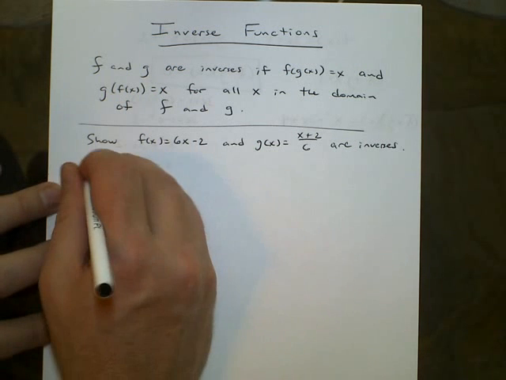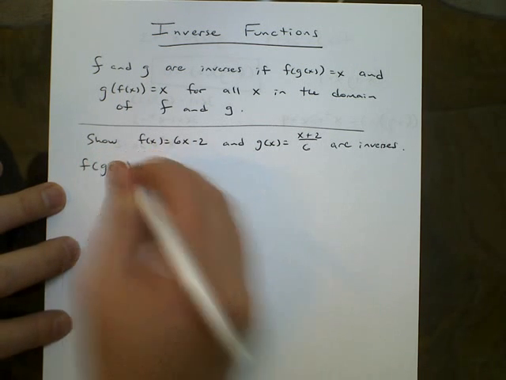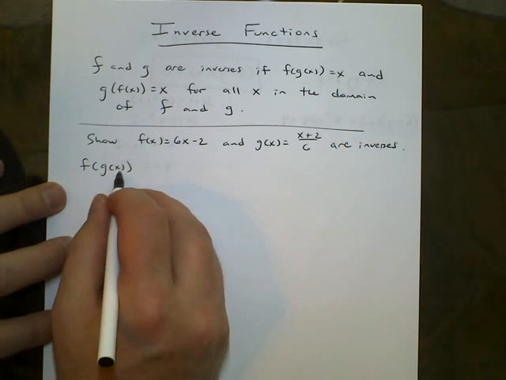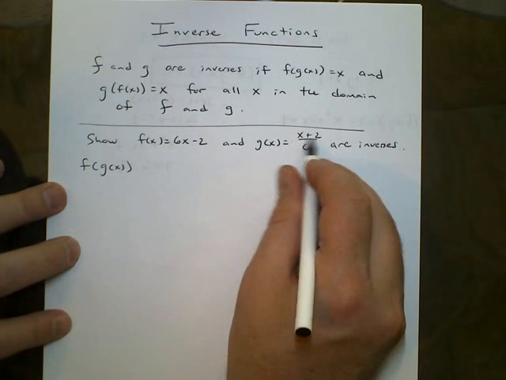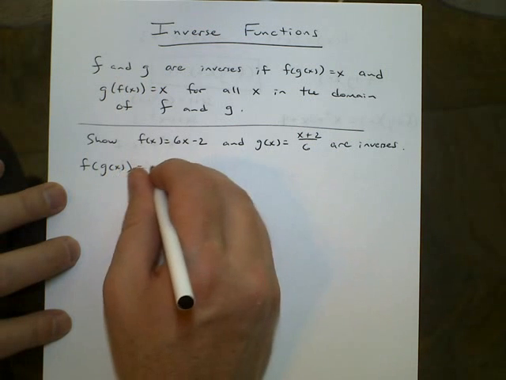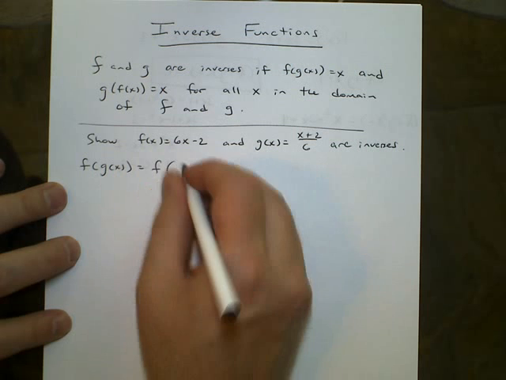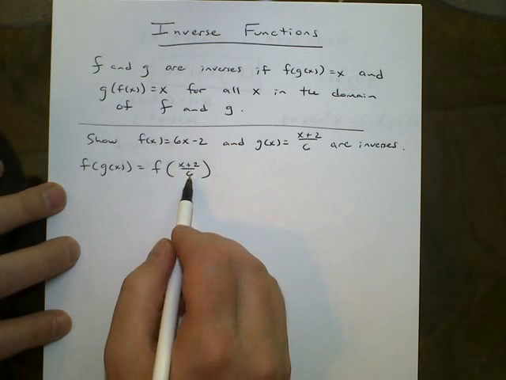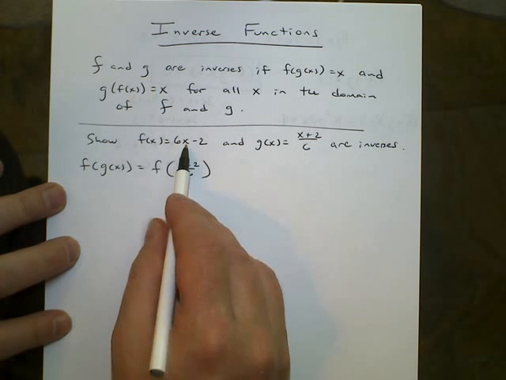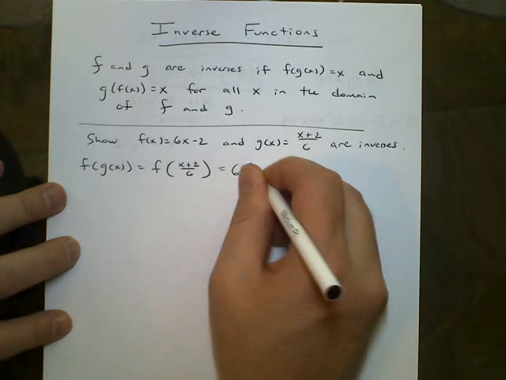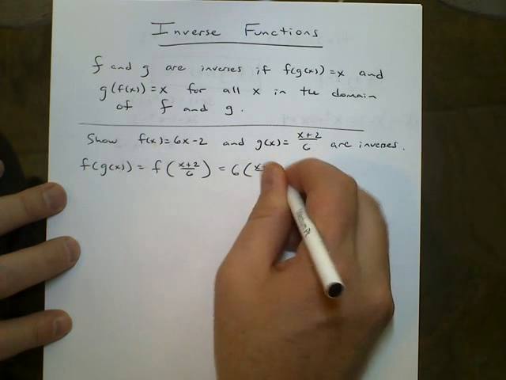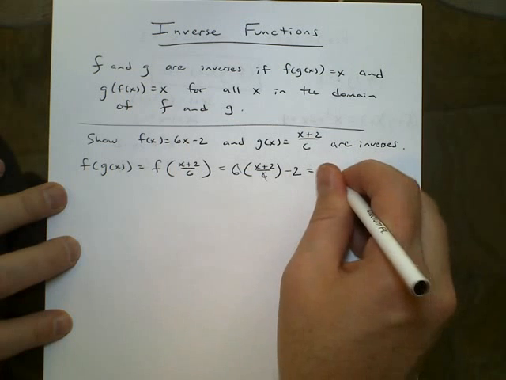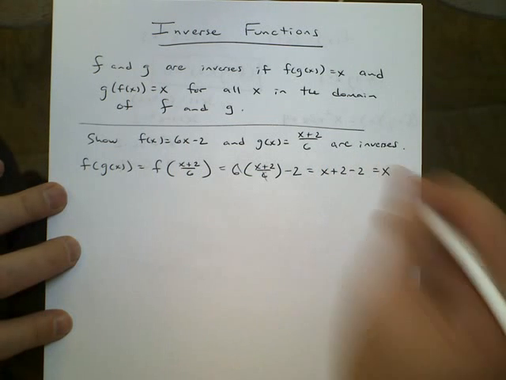We have to first show that f of g of x is equal to x. So we're going to take x and plug it into g, which gives us (x plus 2) over 6. And then we're going to plug that into f. So we're finding f of (x plus 2) over 6. We get 6 times (x plus 2) over 6, minus 2. The 6's cancel. You get x plus 2 minus 2, which is equal to x.